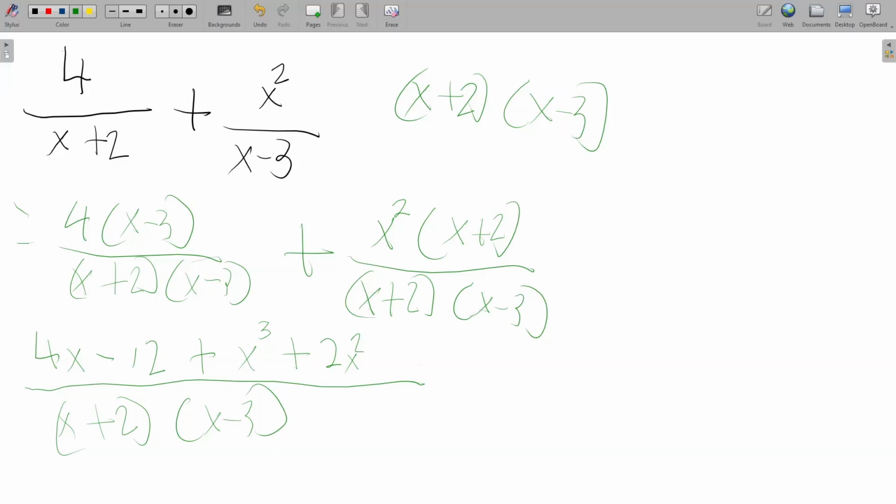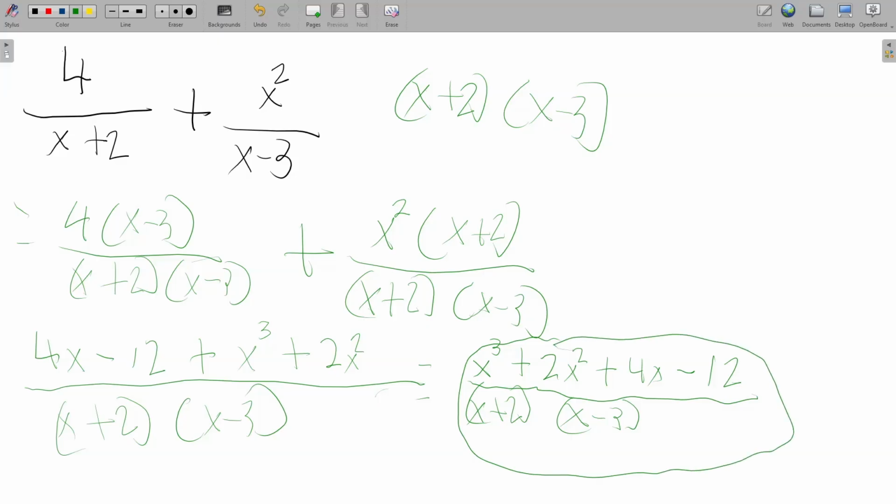And so written like by, I guess the quote unquote correct way, right? It'd be x cubed plus 2x squared plus 4x, and we know this is a plus because this is a positive 4x, right? If it was a negative 4x, then we would use a minus 4x, and then minus 12 divided by x plus 2, and then x minus 3, right? And this would be our answer.